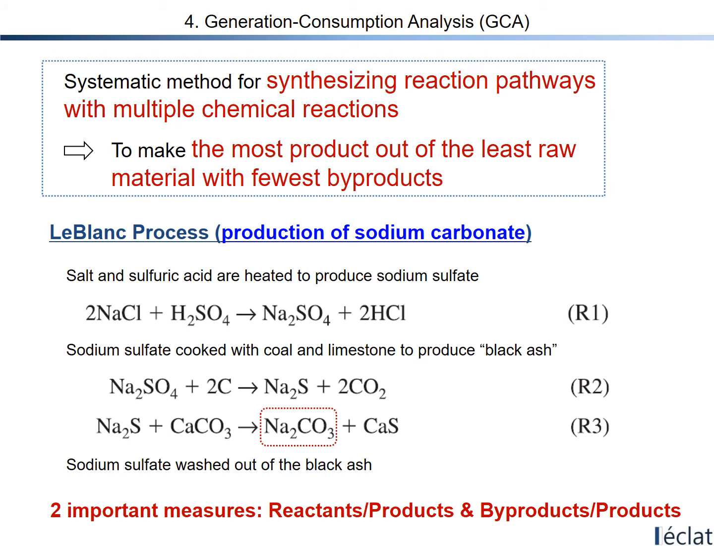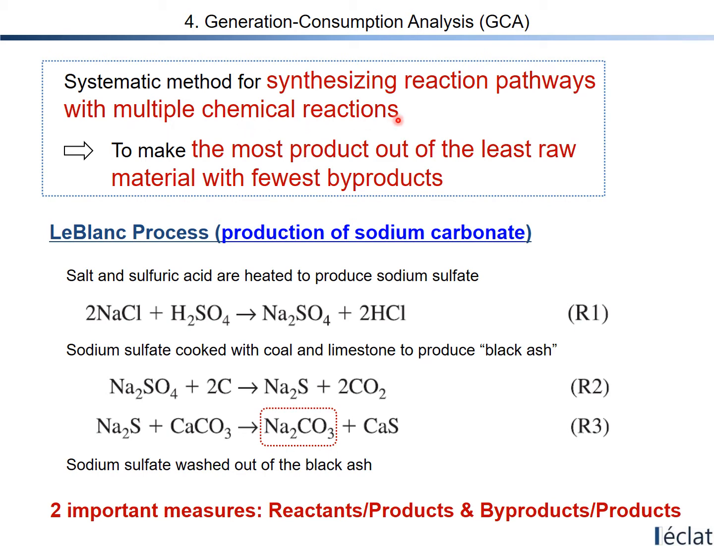Okay, so right now you could balance the chemical reaction equations. Then it's time to go to the other subchapter number 4, generation consumption analysis, or shortly GCA. So GCA stands for generation consumption analysis. GCA is the systematic method for synthesizing or designing reaction pathways with multiple chemical reactions.